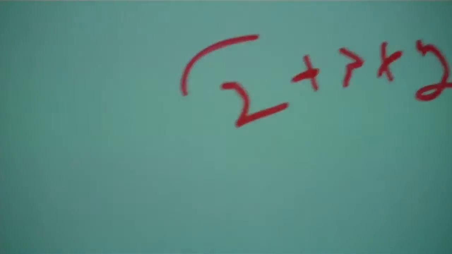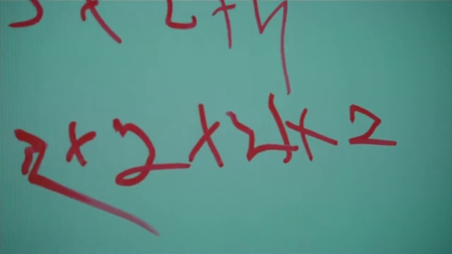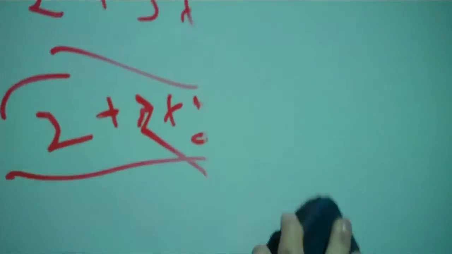So 2 times 3 is 6. 6 times 2 is 12. 12 times 2 is 24. 24 times 2 is... wait, I think we got 24. And 24 times 2 is 48. So actually, we are correct. So, we'll do one more.